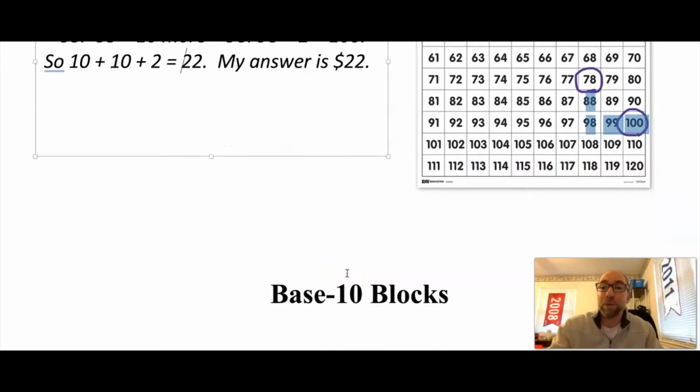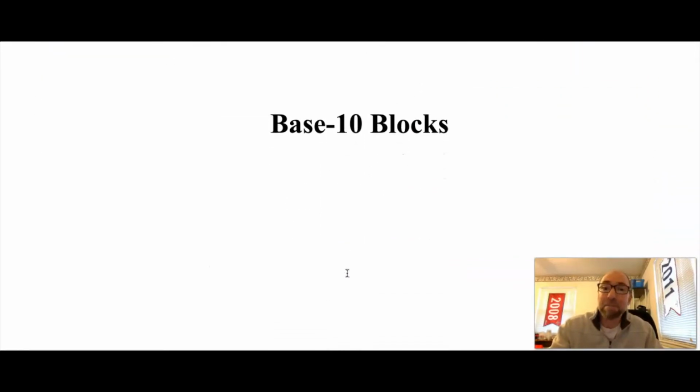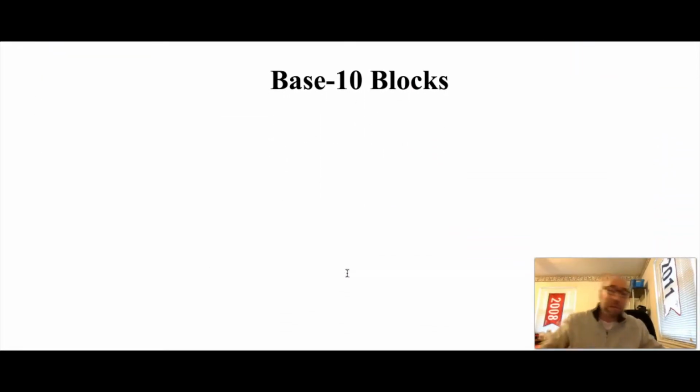We can also use the base 10 block strategy. So here's another type of strategy that we can use. This time it involves flats, longs, and cubes. You might want to try this one on your whiteboard with us. The first thing I'm going to do is show $78. So using base 10 blocks, I'm going to make 78 using longs and cubes.